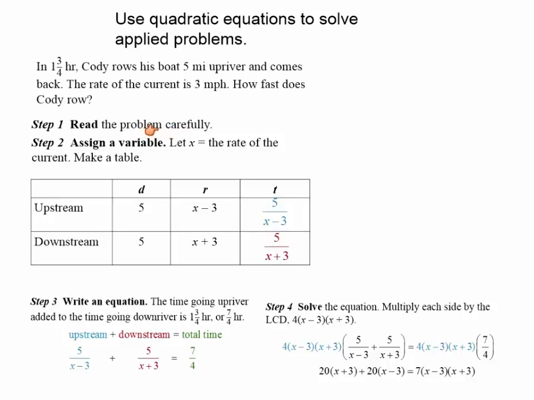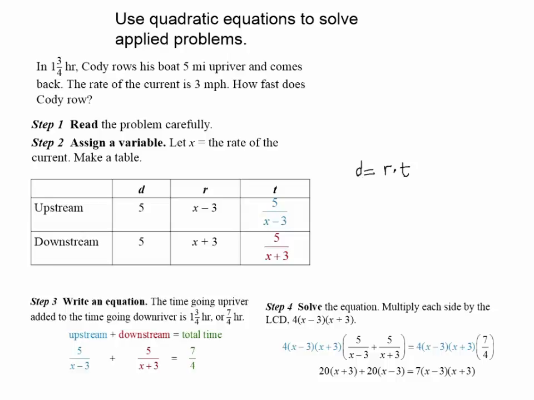Step number 1 is read the problem, which we did. Step number 2, we need to assign a variable. In this case, the rate of the current is unknown, so I'm going to let x be equal to the rate of the current. It's a good idea to make a chart like this if you're going upstream or downstream, and write down distance, rate, time. Note that the formula for that, the distance is equal to rate times time.